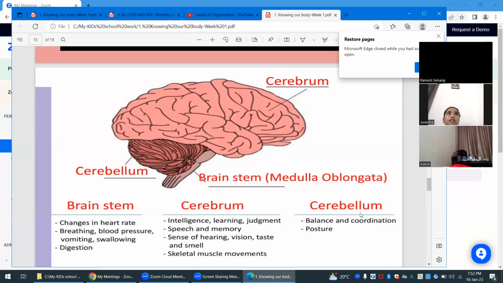Cerebellum helps in the balance and coordination and posture. Okay, what do you mean by coordination? If someone is asking you to come to right, you will come to right, right? If someone is asking you to go to upper floor or down floor, you will go accordingly, right? That kind of coordination, left to right, right to left, that's called coordination. Like one place to another place, we are coordinating.